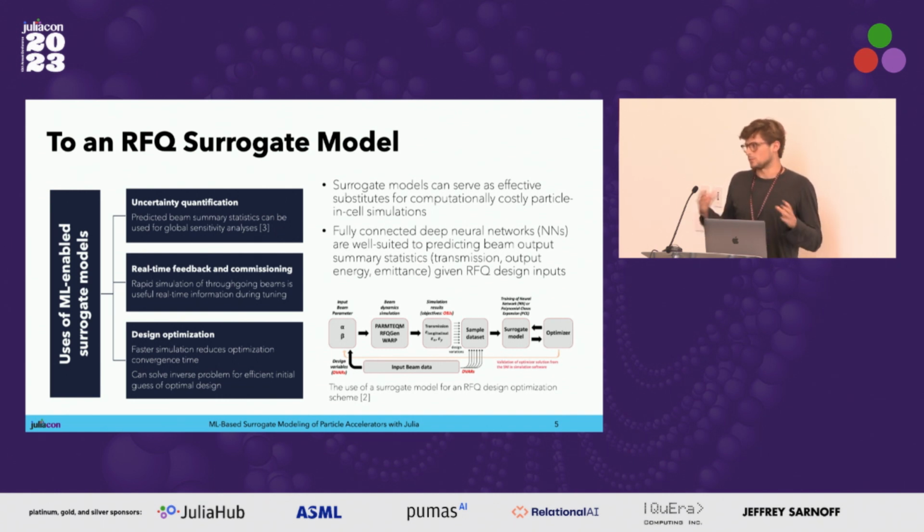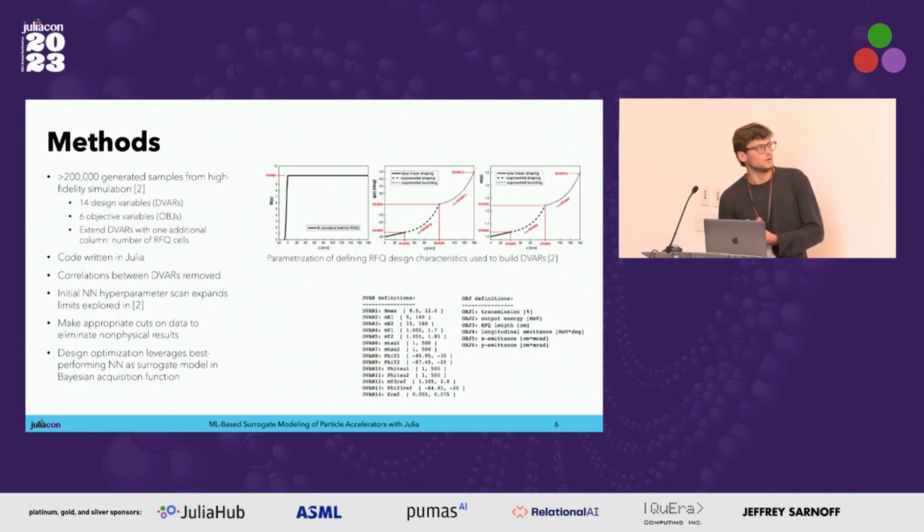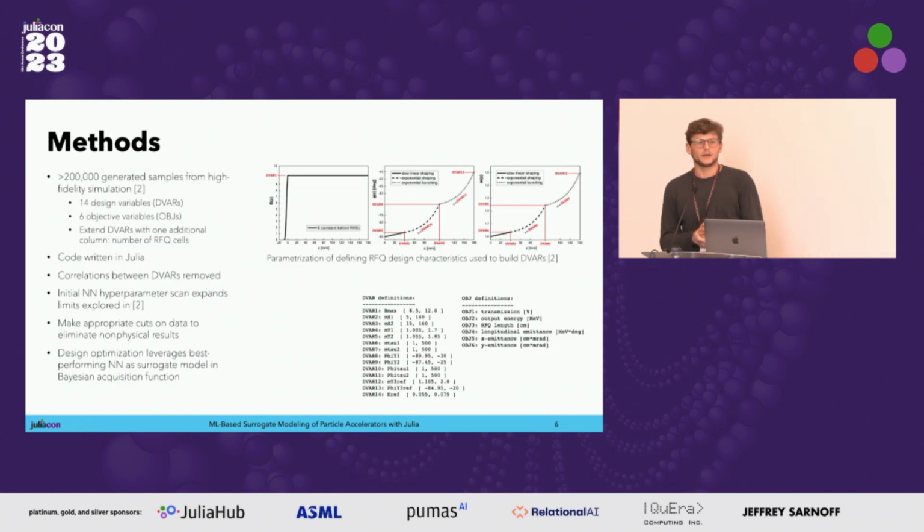You can use it as a real-time feedback tool. So when you're actually operating the machine, you can turn a knob and instantaneously see how your beam quality is going to look. And then you can also use it as an acquisition function for design optimization. And that's what we did, which is you can use this neural network in place of the higher fidelity simulations to run a multi-objective optimization on all of the design tweaks that you can make to your RFQ.